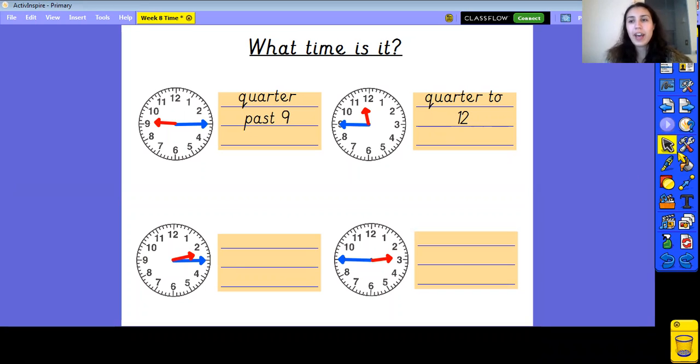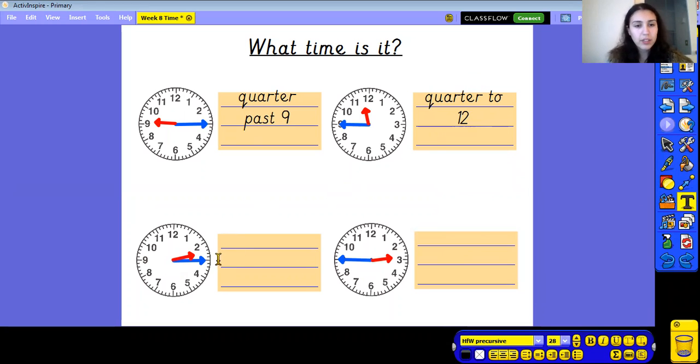Great, well done if you've had some time to do that. Let's have a look. So on this clock here, we can see that the big hand is pointing directly to the right over that 3. So we can see that it is on the past side. So it is a quarter past. And which hour has it gone past? It's gone past 2. So we would say that it is quarter past 2.